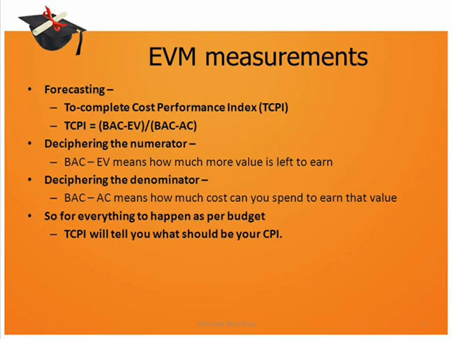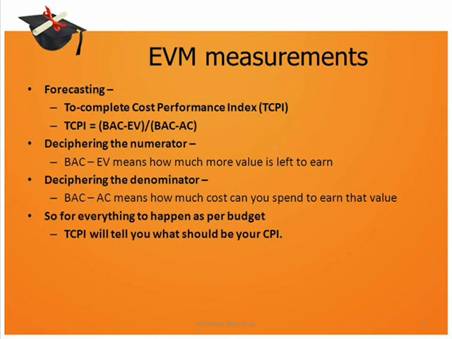The EVM methodology also provides you means to forecast your performance. So far, whatever we have seen is the analysis that we are doing at a point of time in the project. But there are measures like TCPI, which is called To Complete Cost Performance Index. Using that, you can actually predict what is the CPI that your project should have from now on, so that your budget is within the amount specified by BAC. So the formula for TCPI is BAC minus EV divided by BAC minus AC.